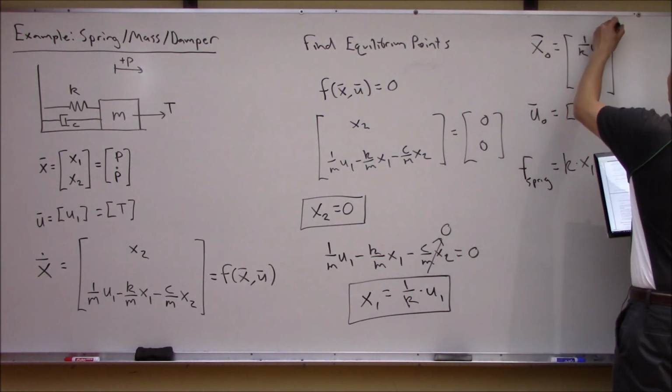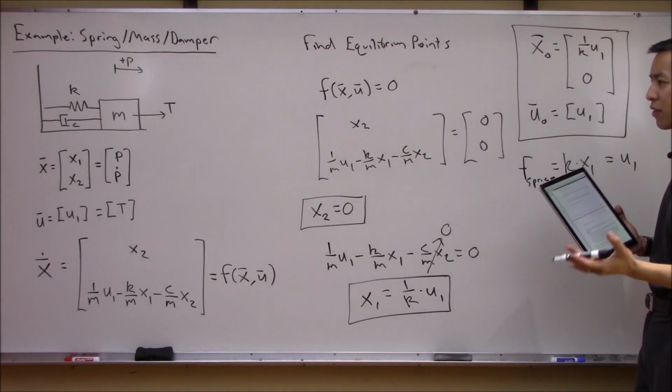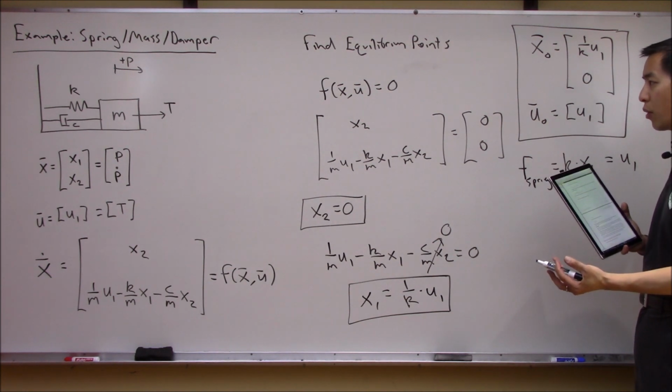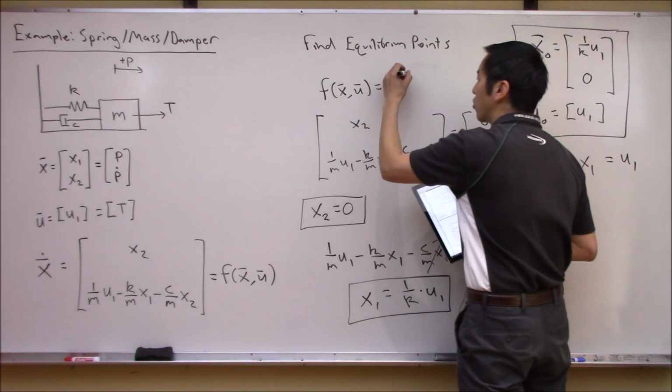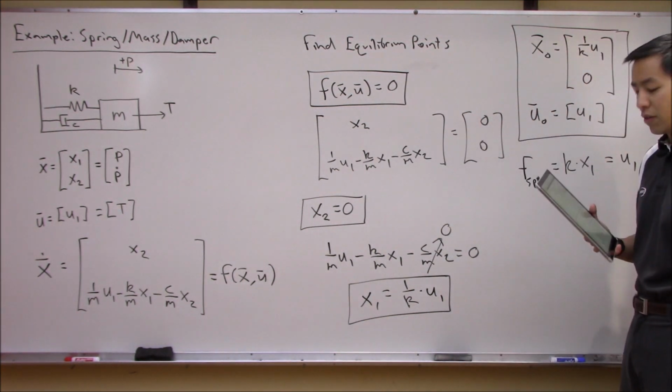So this is our solution for our equilibrium point. And again, it makes physical, intuitive sense. You can see the process is pretty straightforward to find this equilibrium point. All it boils down to is solving your equations of motion, x dot is equal to 0, okay?